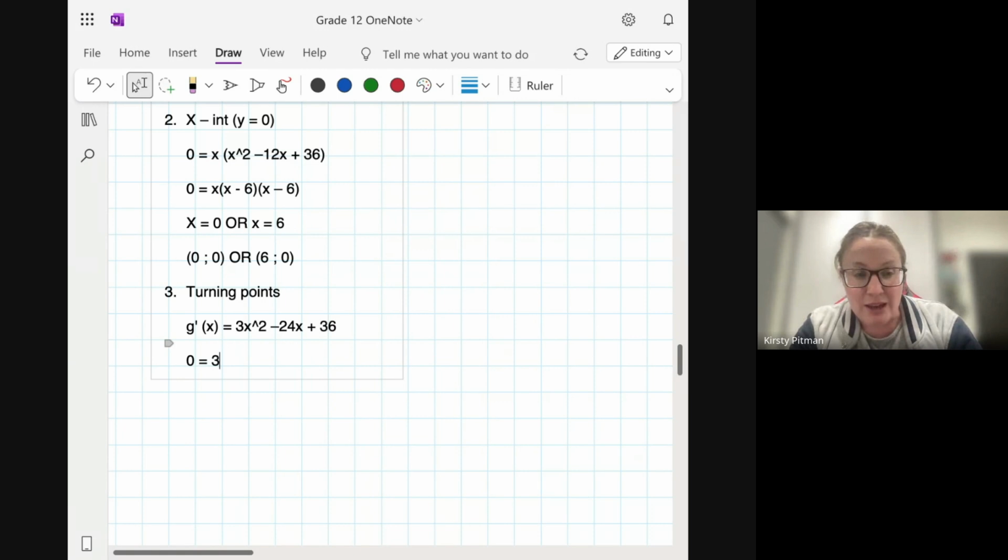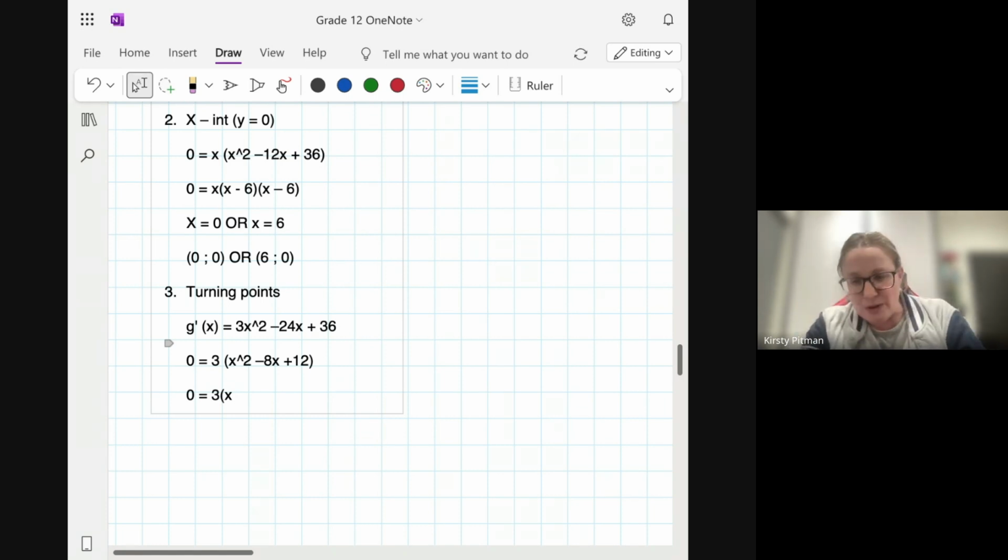So I'm going to take 3 out as a common factor. I'm going to have x squared minus 8x plus 12. 0 equals 3, I'll leave 3 there for now, it doesn't really affect me anyway. x, what are the factors of 12? 6 and 2, so I've got (x minus 6)(x minus 2). So therefore, x equals 6 or x equals 2.